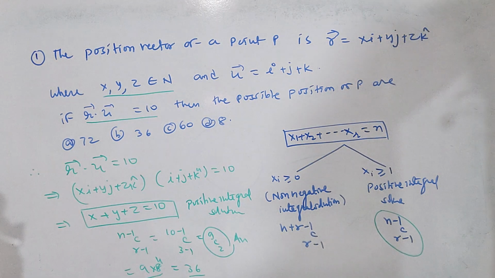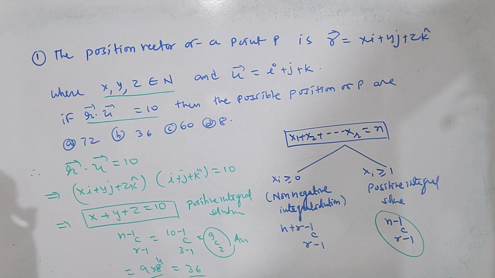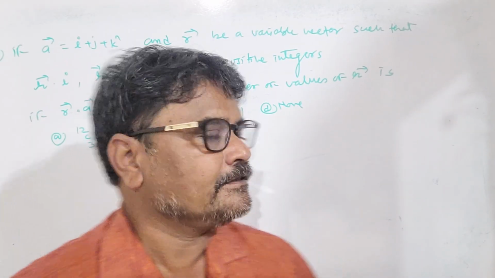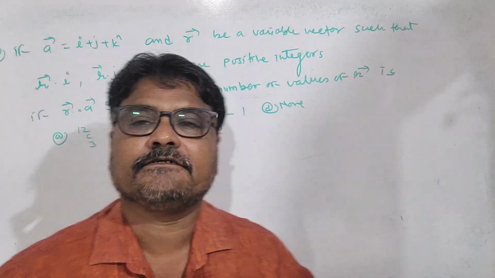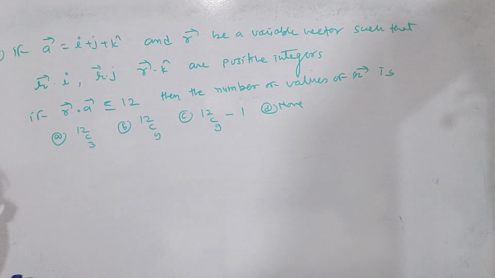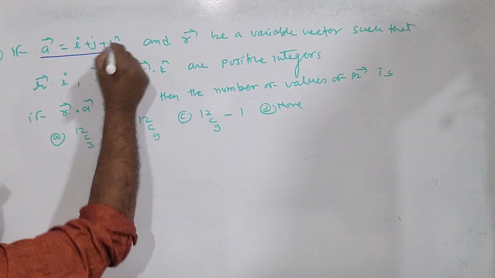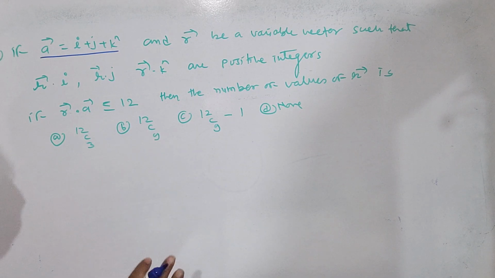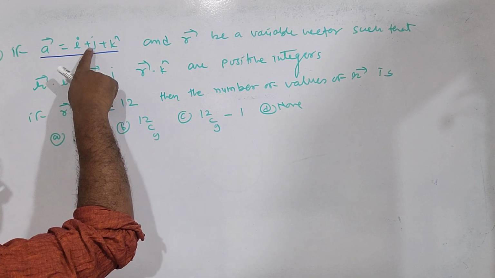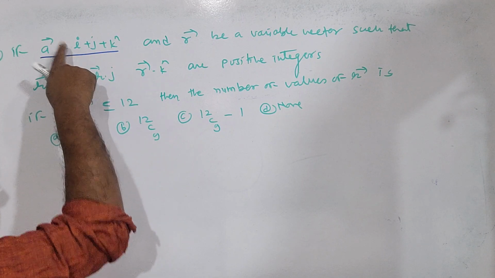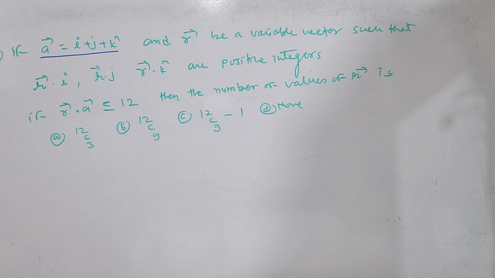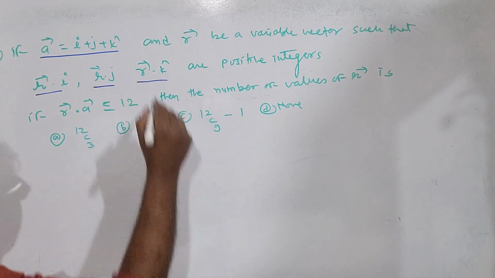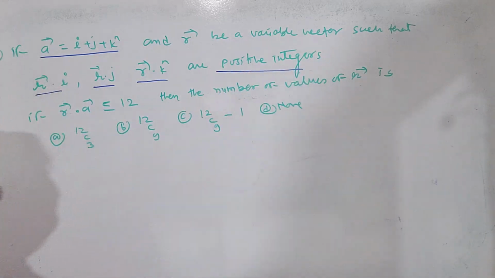Okay, let's do the second question. Now this question involves an inequality; there we had an equality. The question says that if a equal to the vector i plus j plus k. Now in both questions you are observing that i, j and k have scalar component 1 only, correct? And r is a variable vector such that r dot i, r dot j and r dot k are positive integers.